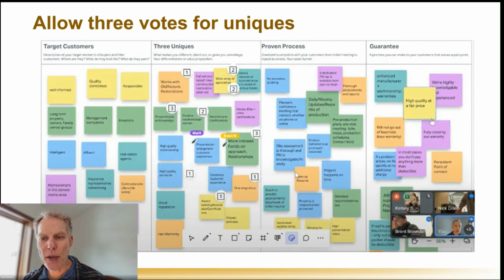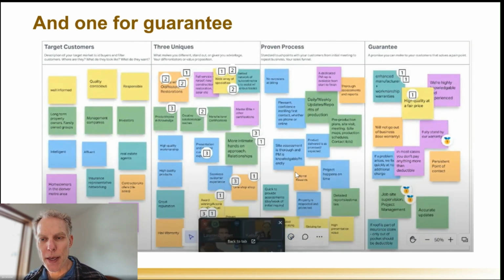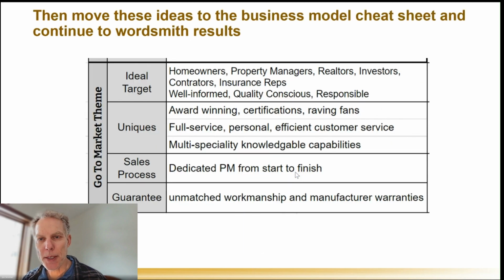The team also felt pretty good about the process they already had in place for sales. They have their sales stages defined in their CRM. Through discussion and voting, we quickly got to what they wanted to use as their guarantee. We transferred results to the business model worksheet the next day and wordsmithed until the team felt good about the results. Your go-to-market theme will likely require additional work to detail your target customers and break your sales into its key steps and define your sales funnel.